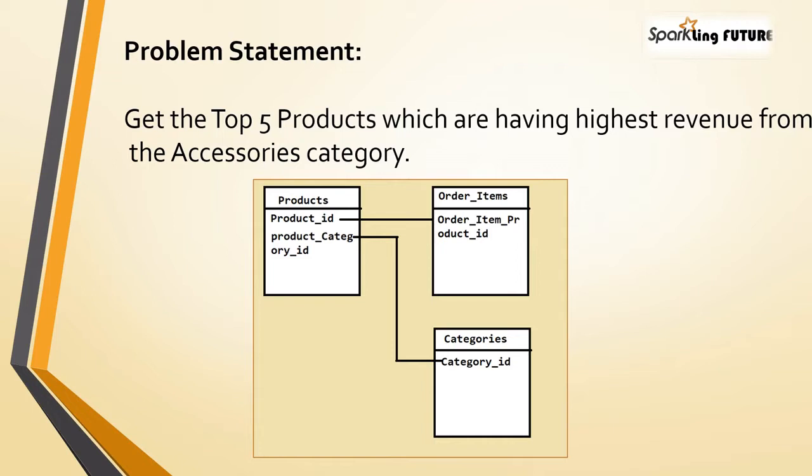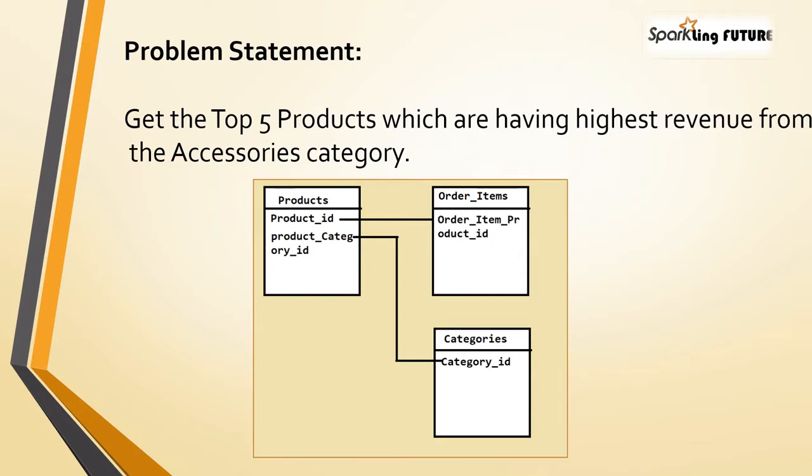So if you read that problem statement again, get the top 5 products. The product details usually will be in this products table, and having highest revenue. So the revenue will be there. The revenue, in the sense, we will get it from the order total or order subtotal. That's financial terms actually. In the order table there will be order ID, order details and the order subtotal, and the revenue will be calculated by summing up all the order item subtotal column data.